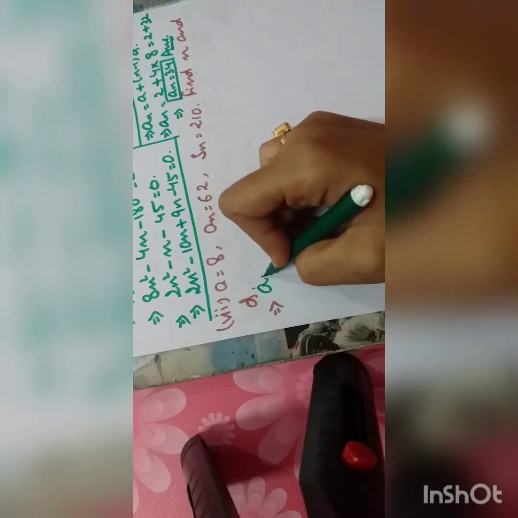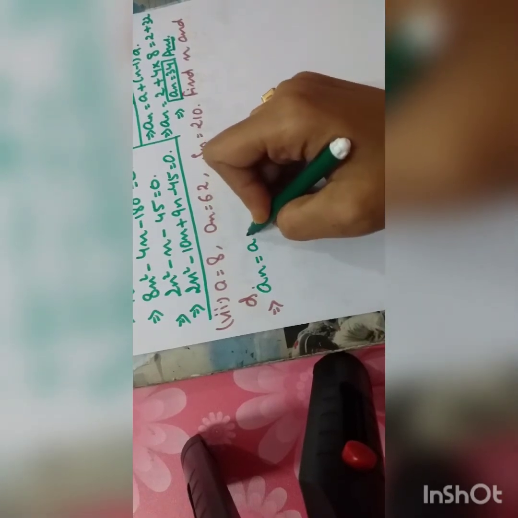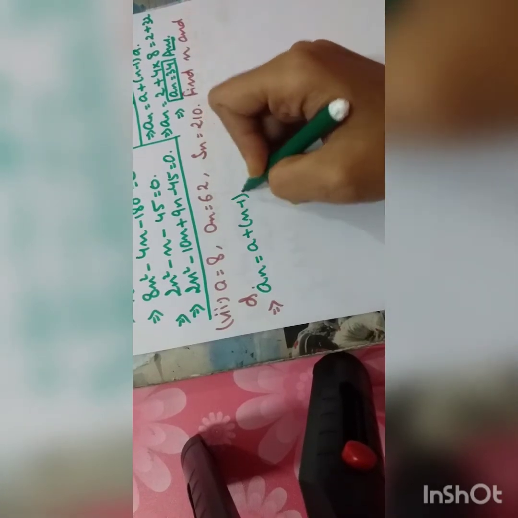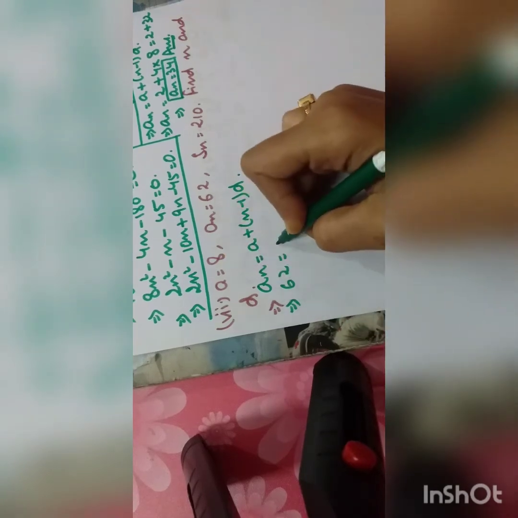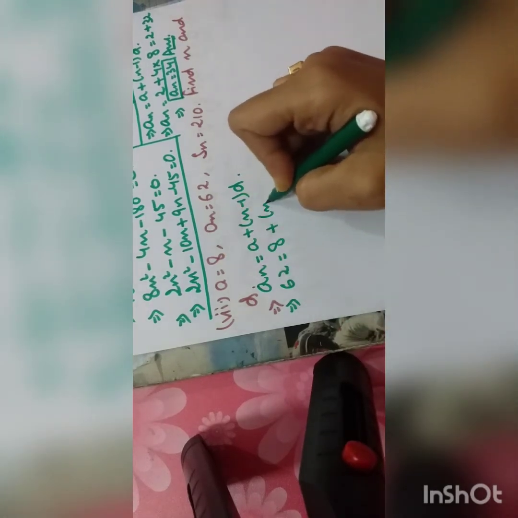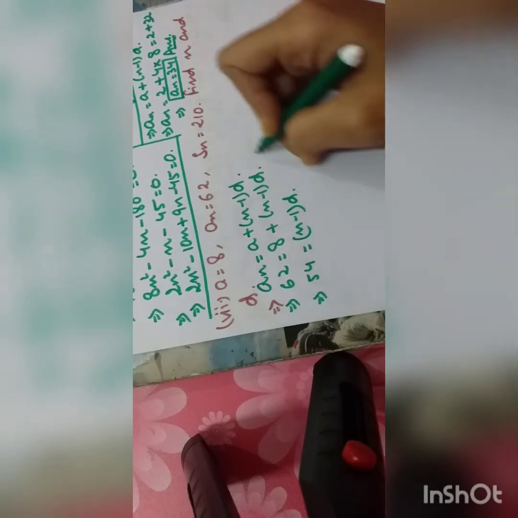So first I am writing the nth term formula. an equals a plus n minus 1 into d. The an value given to me is 62, equals the a value given to me, that is 8. n is unknown and d is also unknown. So here it will be 62 minus 8, that is 54, equals n minus 1 into d.